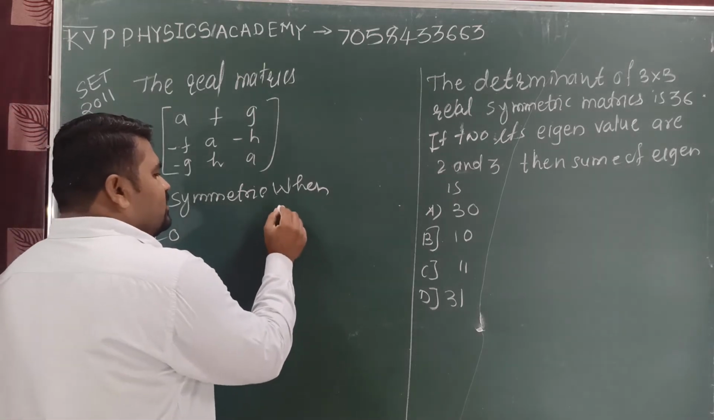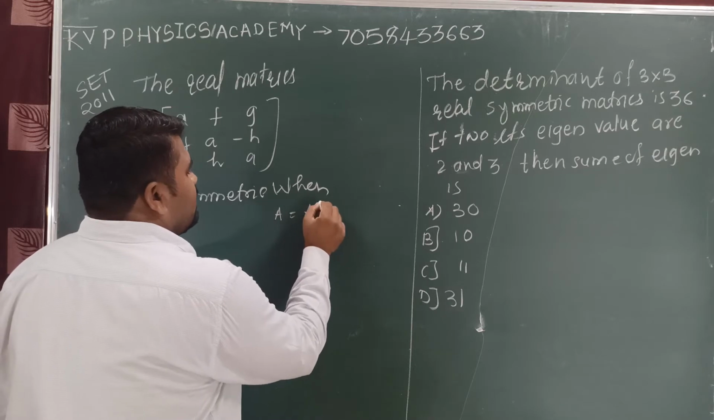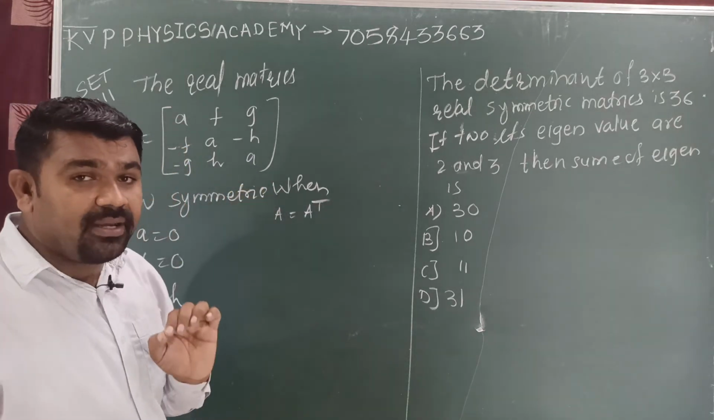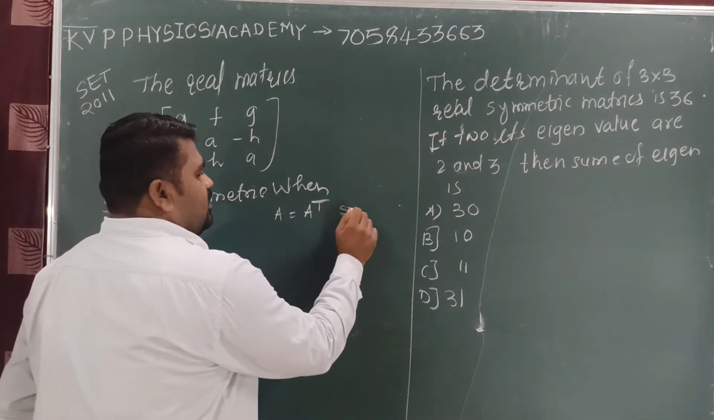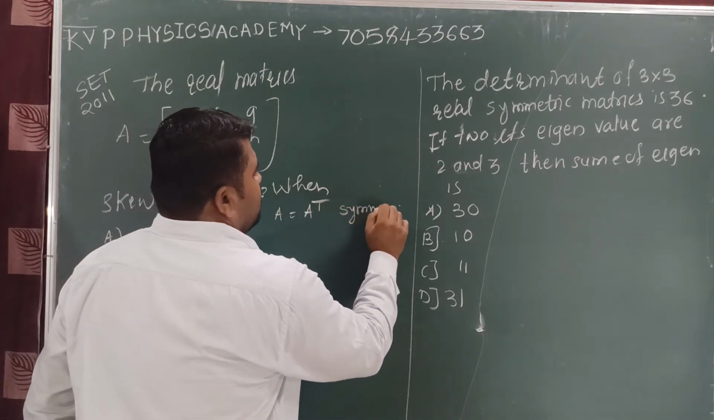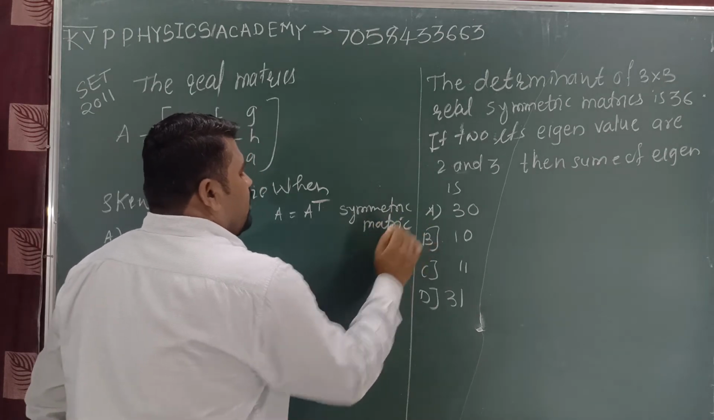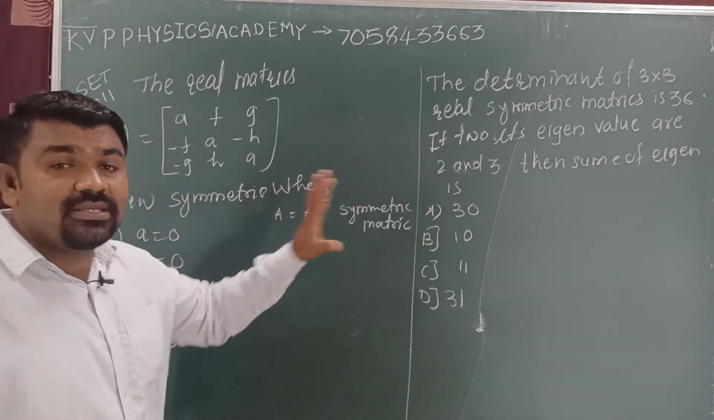We can take A and get A transpose. If A is equal to A transpose, then we can say this one is a symmetric matrix. Okay, symmetric matrix. We're getting A is equal to A transpose, then we can say this one is a symmetric matrix.